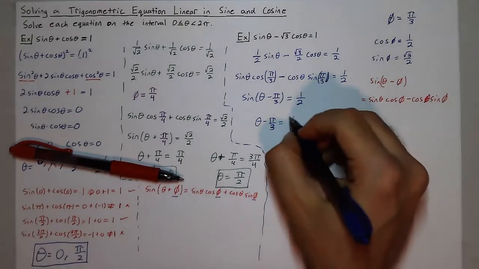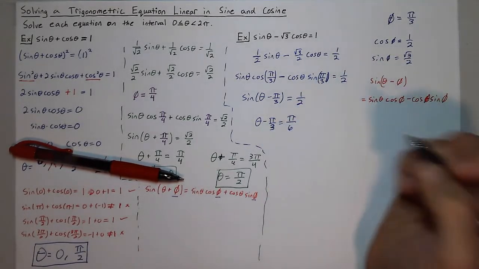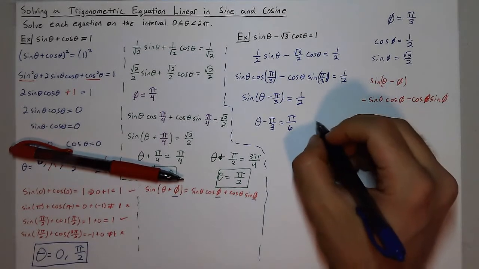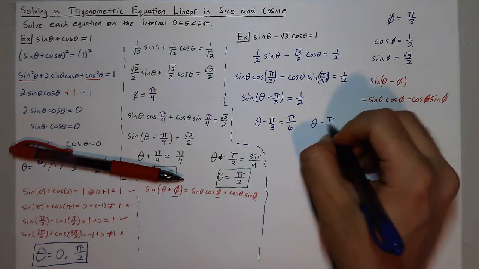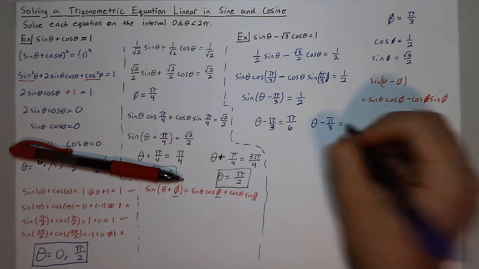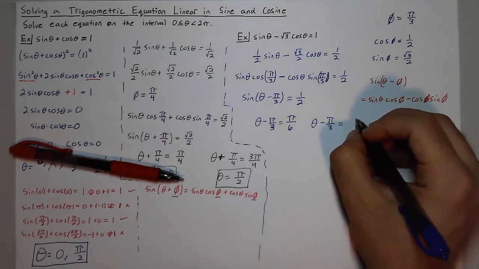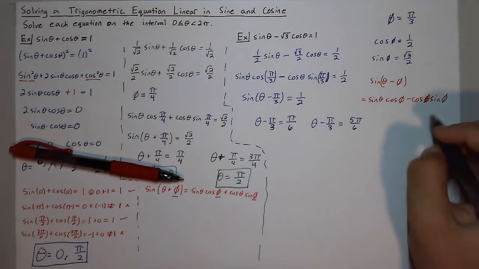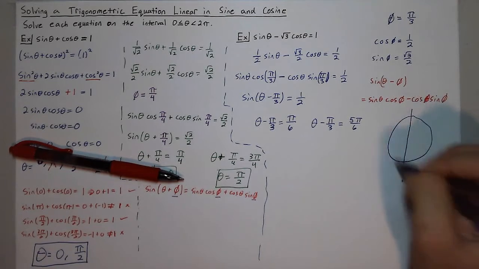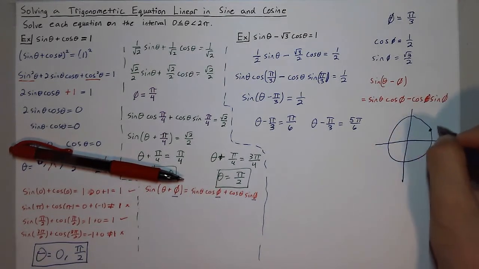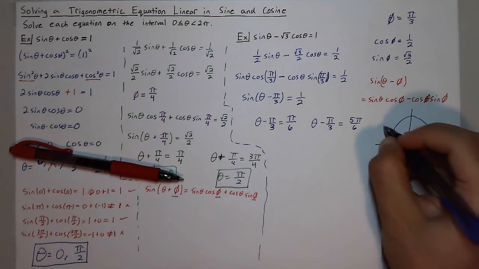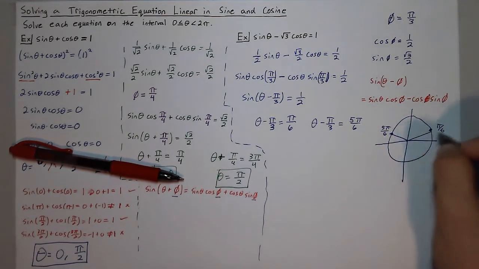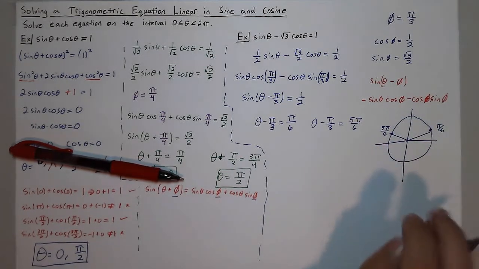pi over 6 is one angle. And the other angle is 5 pi over 6. So two angles on the unit circle make sine equal to 1/2. And you can find them here and here if you want a visual about roughly where sine is equal to 1/2.